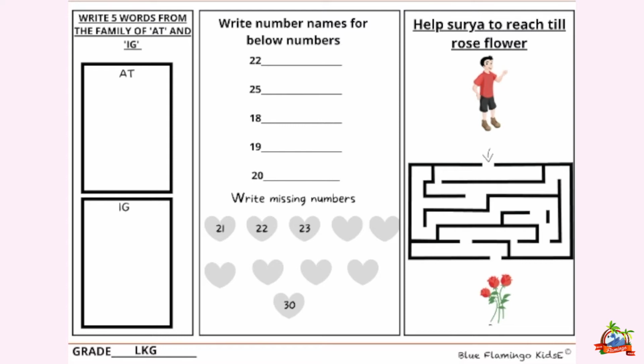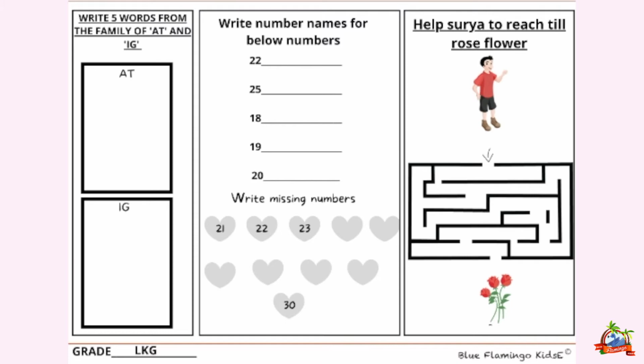L for lion, M for monkey, N for nest, O for owl, P for parrot, Q for queen, R for rabbit, S for sheep, T for tiger, U for umbrella, V for van, W for watch, X for Xmas tree, Y for yacht. So we have read A to Z with words.